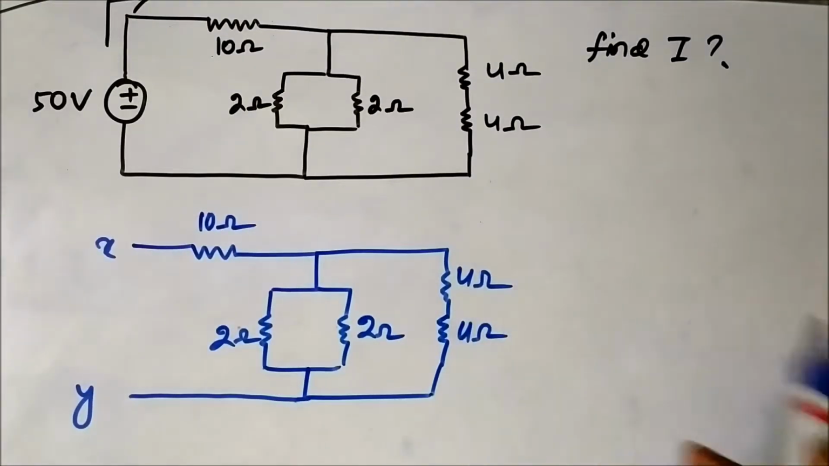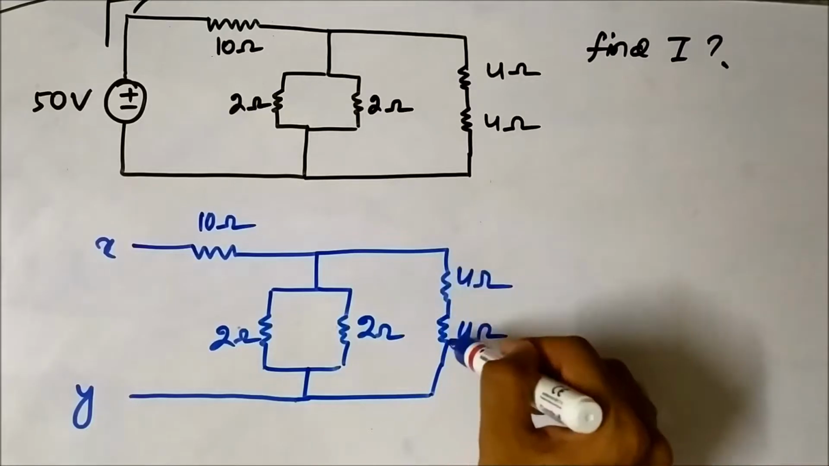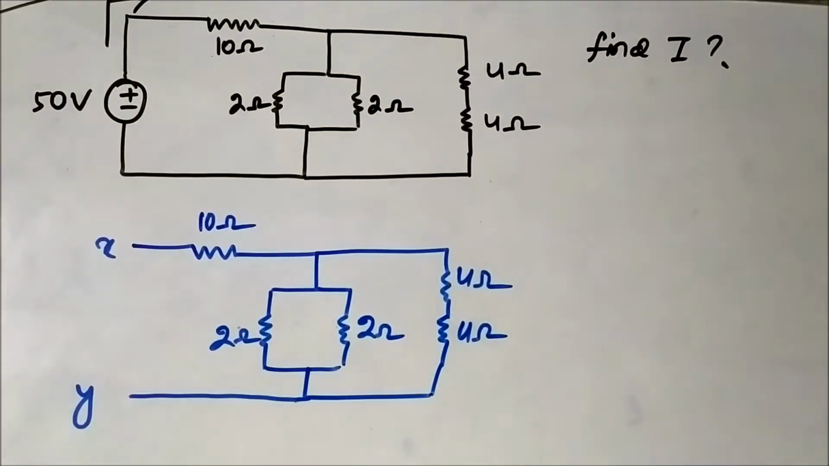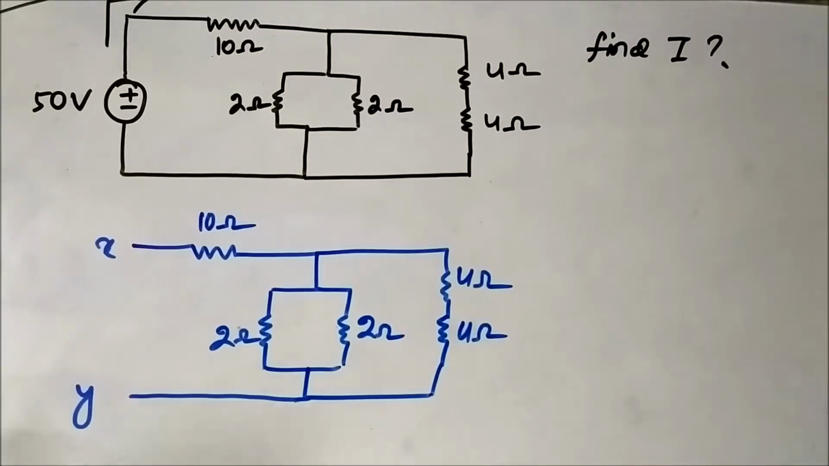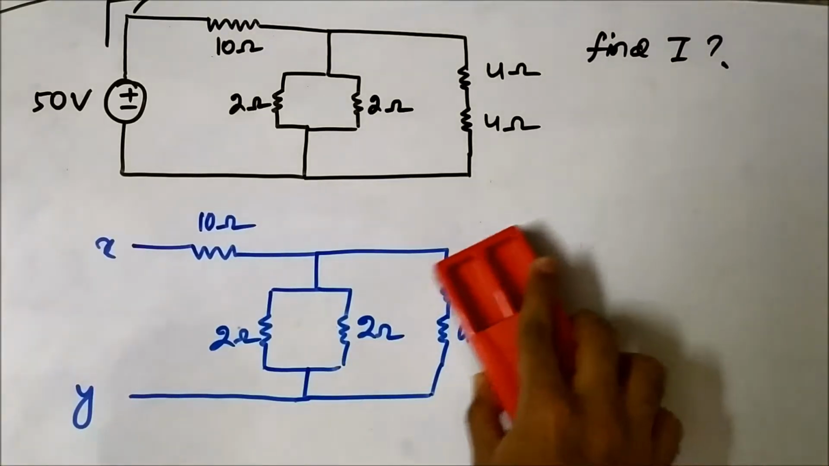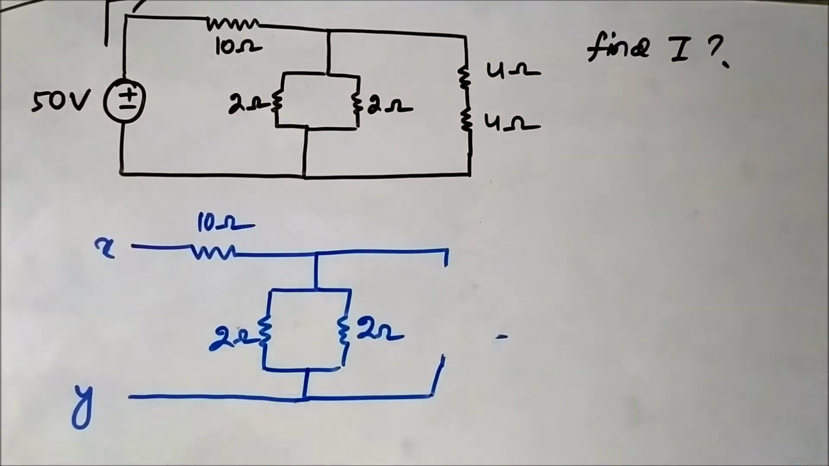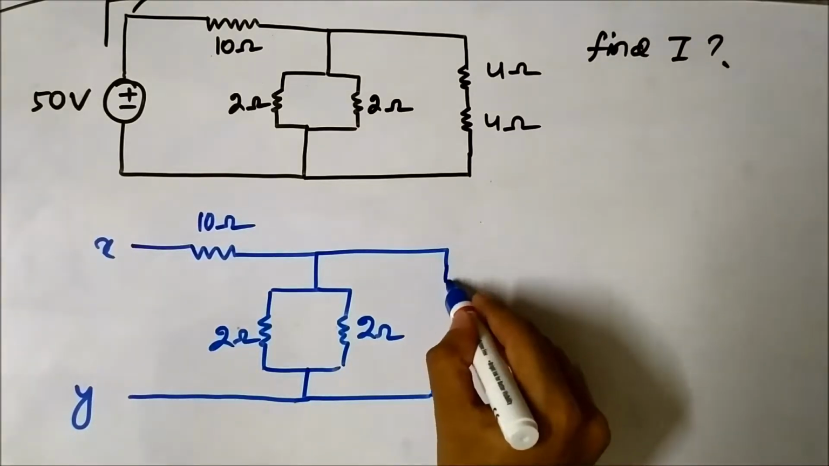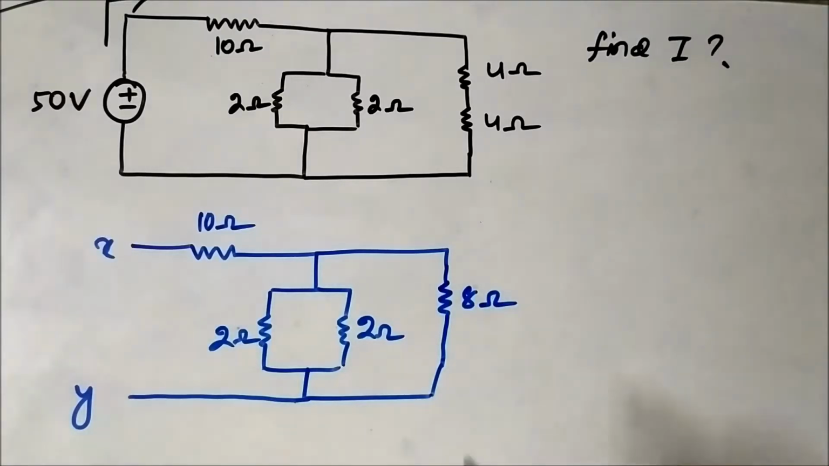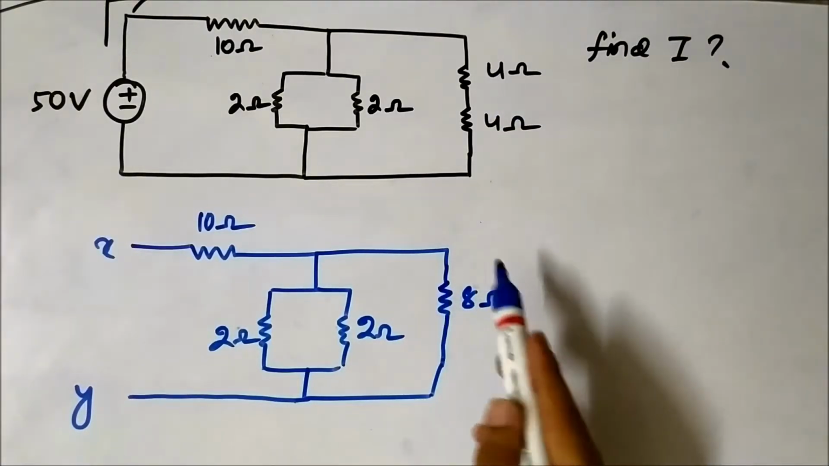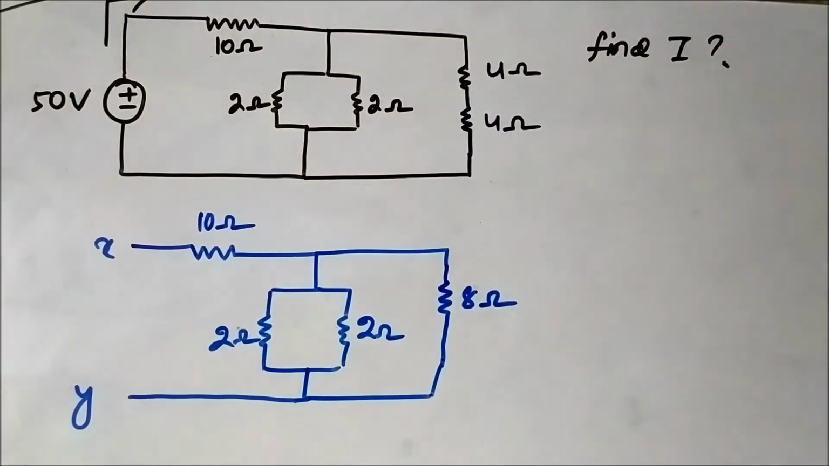Just by looking at this circuit, you can see that these two resistors, 4 ohm and 4 ohm, are in series. So we can combine them into one, and the total equivalent resistance of the combination will be the sum of the two resistances. So it will be 4 ohm plus 4 ohm, 8 ohm. We have simply added them. So this is the equivalent resistance of these two resistors.